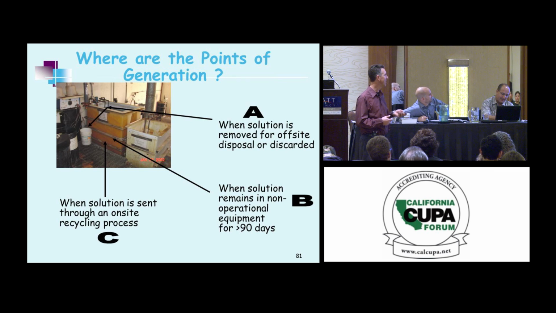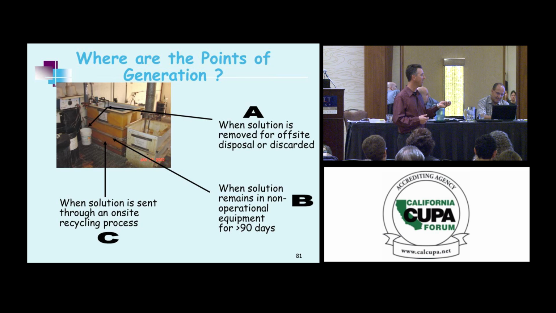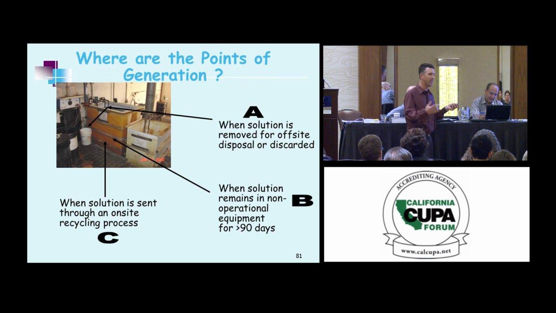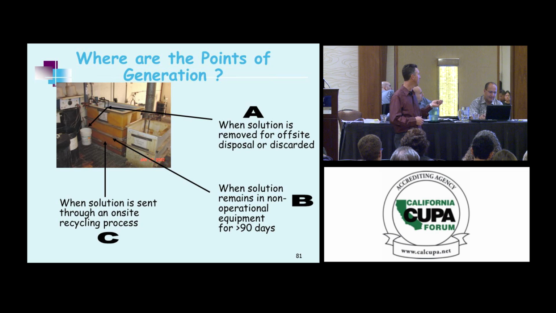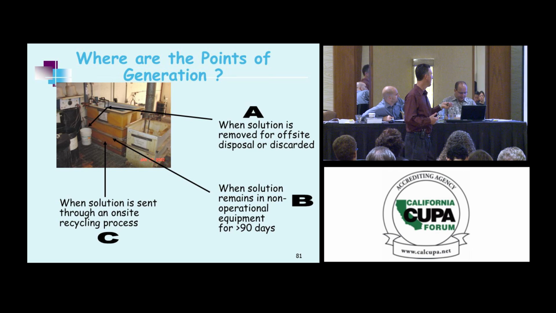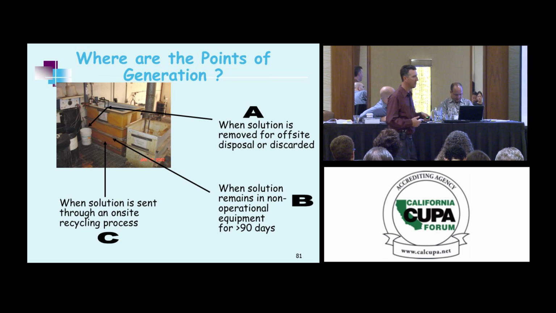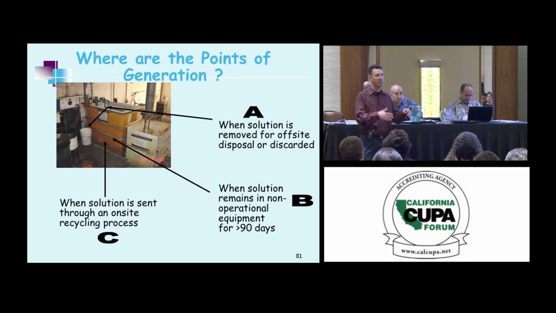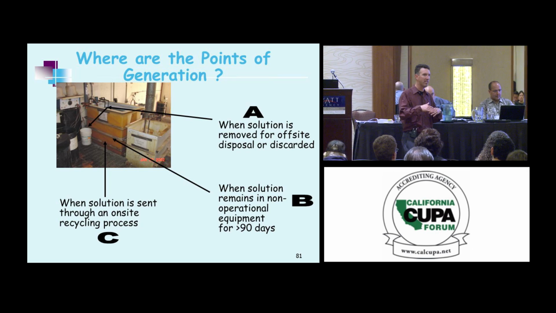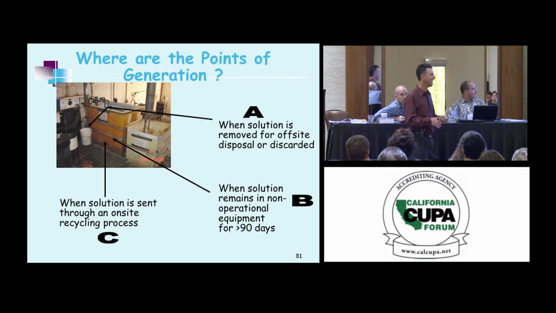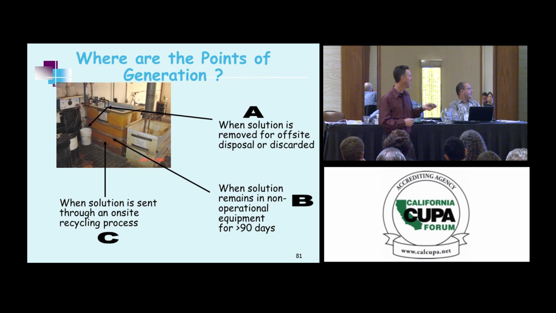All right, so if they remove it for offsite disposal or discard it, it's a waste. Chemicals in the tank or the container, if it remains in non-operational equipment more than 90 days, it's going to be a waste. If they send it through an on-site recycling process, it is still defined as a waste. But if you meet all the conditions, you can be excluded from classification as a waste, so you have less management standards in place.